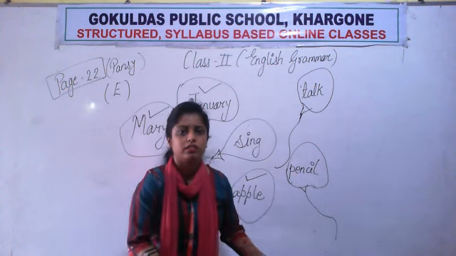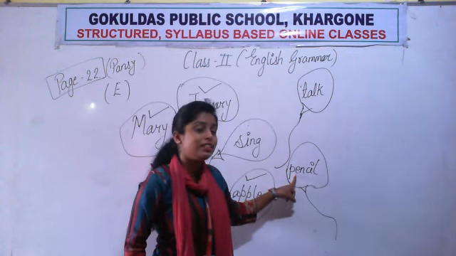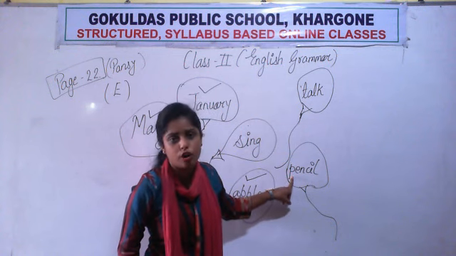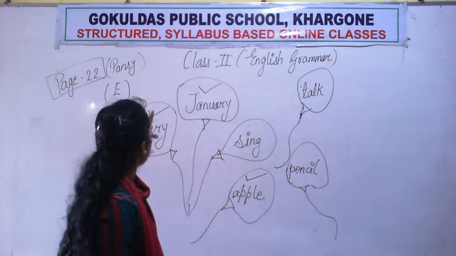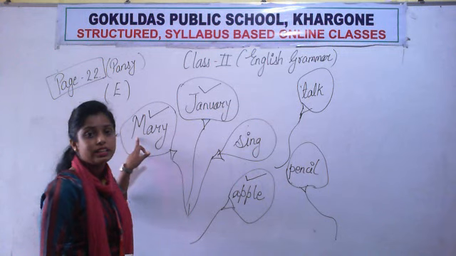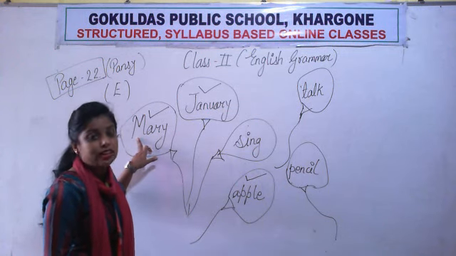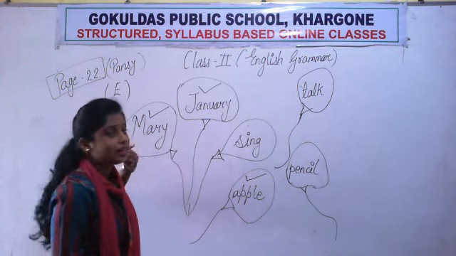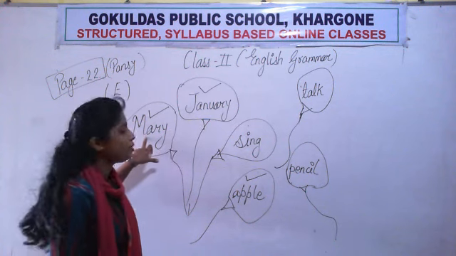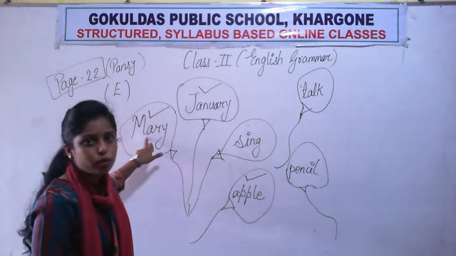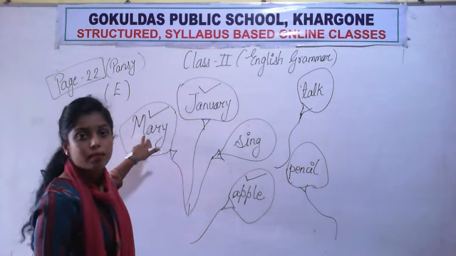So this should be written in small letters. The first letter should not be capital. It is the name of a person. I am not telling you girl or boy. This can be a name of a girl. So this is a proper noun.